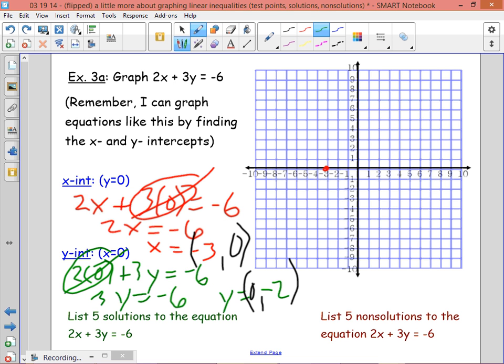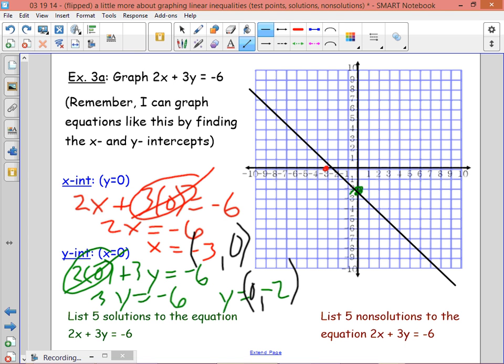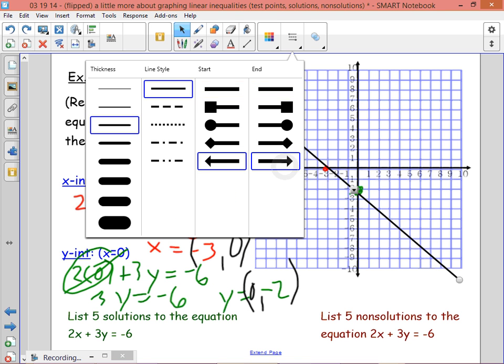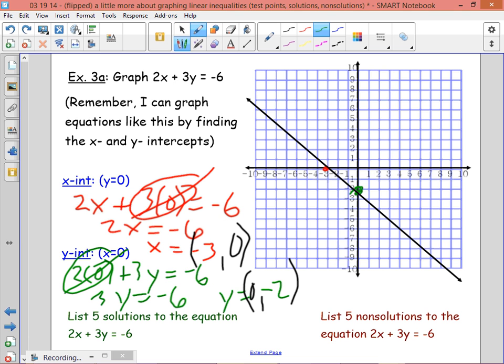And I'm going to graph that. (0, -2) is right here. And so that's how I graph a linear equation. This is in standard form, if you remember. I can then just draw my line straight through it, more or less straight through it. I can adjust mine just a little bit. Arrows on both sides. And do not forget to label stuff. y, x, this is 2x plus 3y equals negative 6. Notice no shading because all I'm doing right now is graphing the equation.